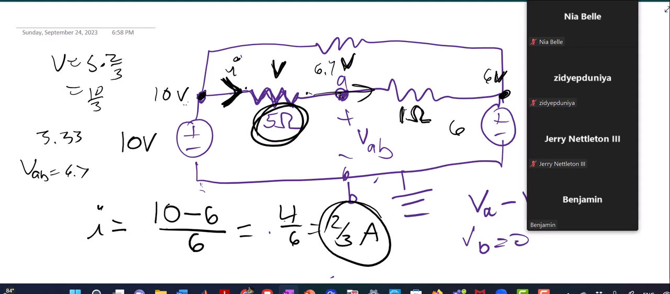So that's just one way to do it. I mean, I found the current through this middle branch. You could also find the current through the top resistor if you wanted to. So there's lots of different ways that you could do it.